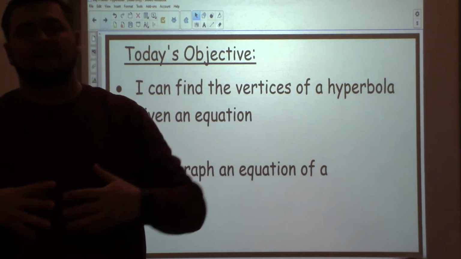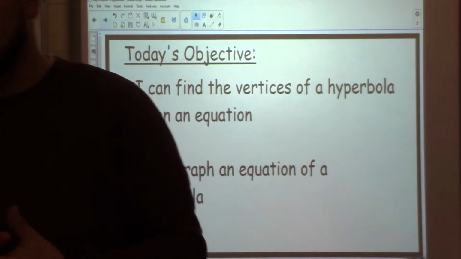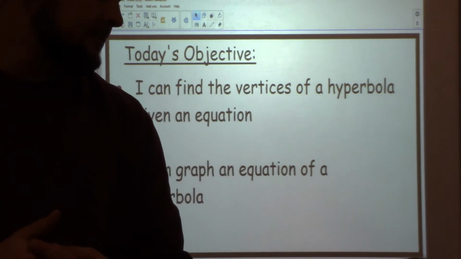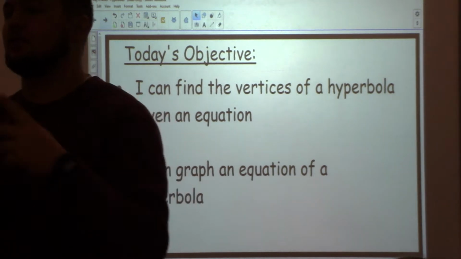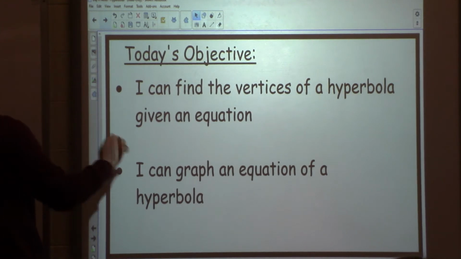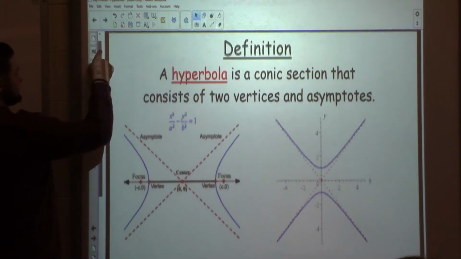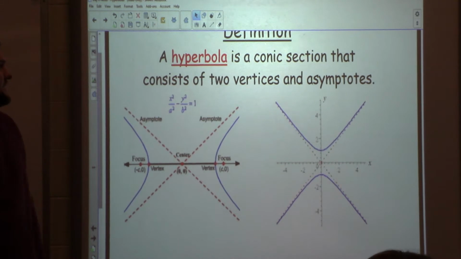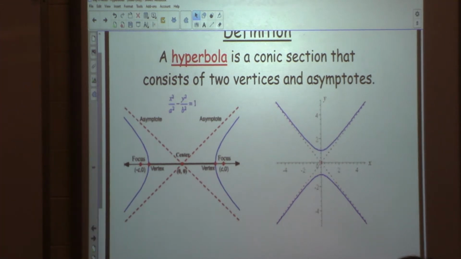It's a little more drawing involved, I guess you could say, but the main premise is going to stay the same. We're still going to get 4 points, and then we'll go from there. So I guess I'd take talking about hyperbolas, talking about vertices, and talking about graphing them. A hyperbola is a conic section that consists of two vertices and asymptotes.